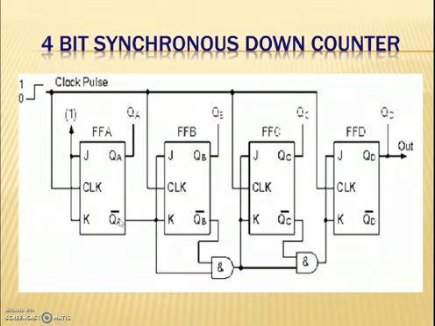So when this is high, the next count goes. The difference between the up counter and the down counter is that, instead of taking the inputs for the AND gate from QA, QB, QC, the outputs are taken from the inverted outputs, QA bar, QB bar and QC bar. That is the only difference, and the counter will start counting from 15 and go down to 0, and then again start counting from 15.